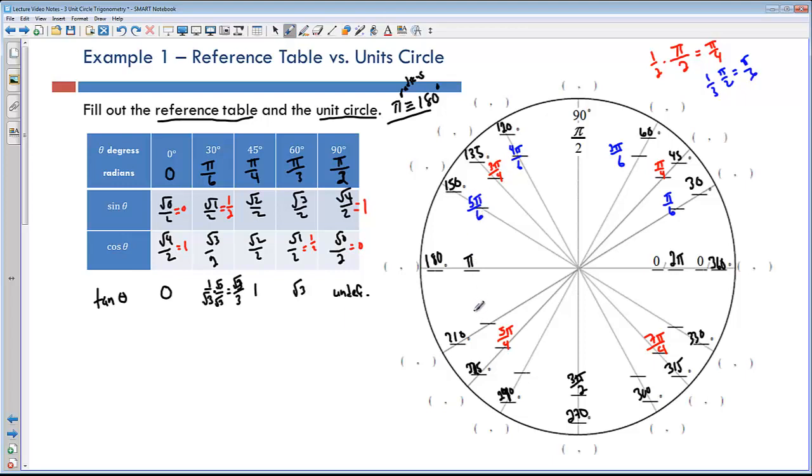6 pi over 6 checks. 7 pi over 6. 8 pi over 6, which, yes, will reduce. 9 pi over 6, so it checks. 10 pi over 6. And then finally 11 pi over 6, which brings us back to 12 pi over 6, which is 2 pi, so it checks. And so, of course, we should probably reduce these things.